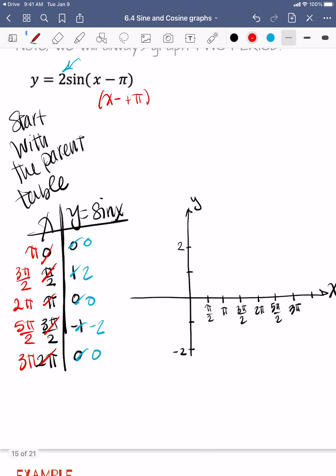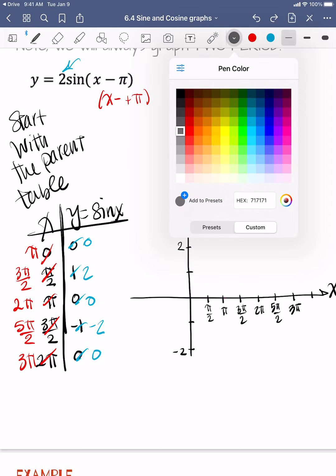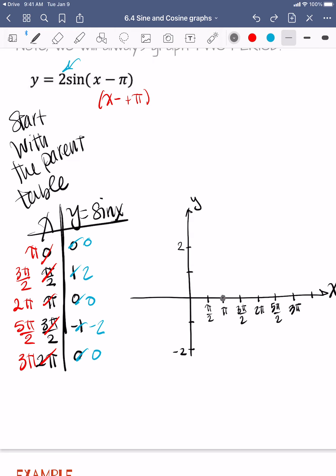So I plot, let's use a different color. Pi is at 0. 3 pi over 2 is at 2. 2 pi is at 0. 5 pi over 2 is at -2. And 3 pi is at 0. So this is one period of sine. It's that backwards S on its side.